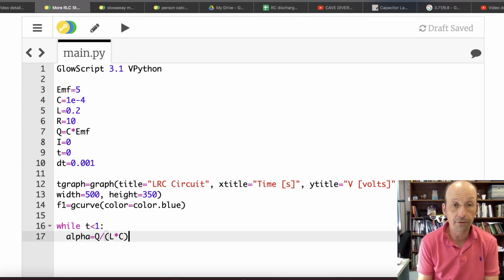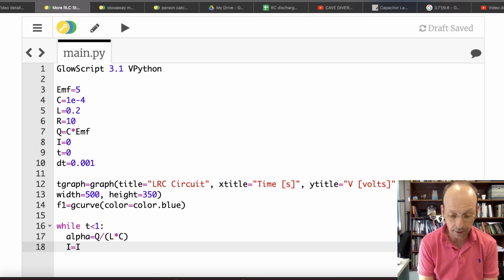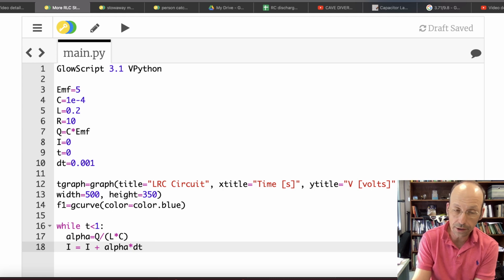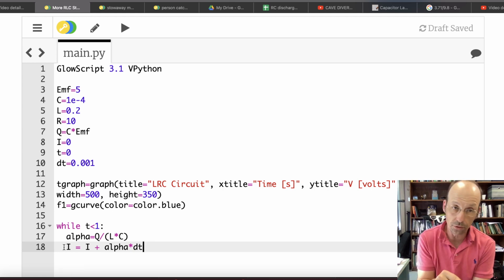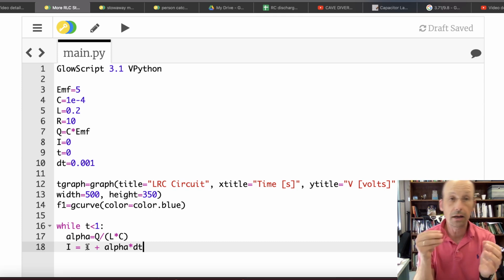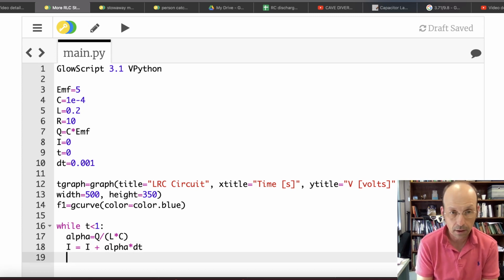Okay, so I calculate alpha. Next, I'm going to update I. I equals I plus alpha times dt. So this is not a normal equation. This equal sign in Python means make equal to. Okay, those i's don't cancel because it says take alpha times dt, add it to the value of I, and make that the new value of I. So I don't need I1, I2, I3, I4, I5, all the way up to 1,000. I just need one I, and it's going to change.